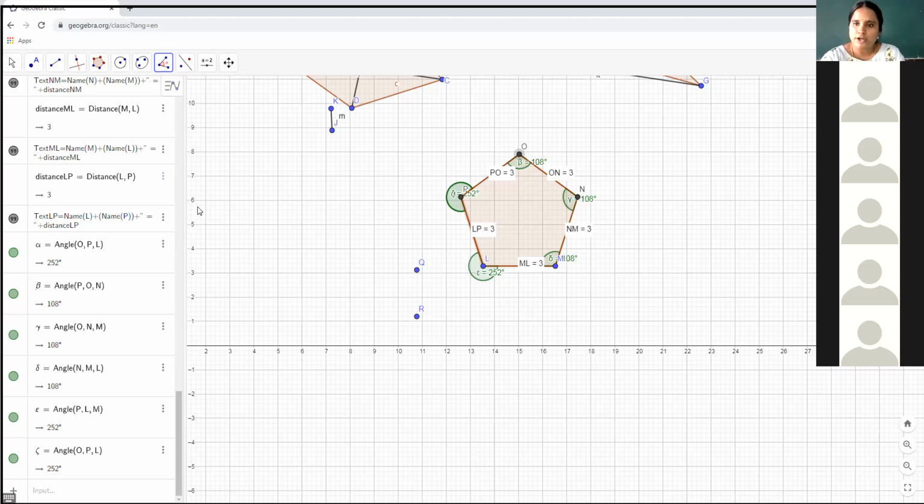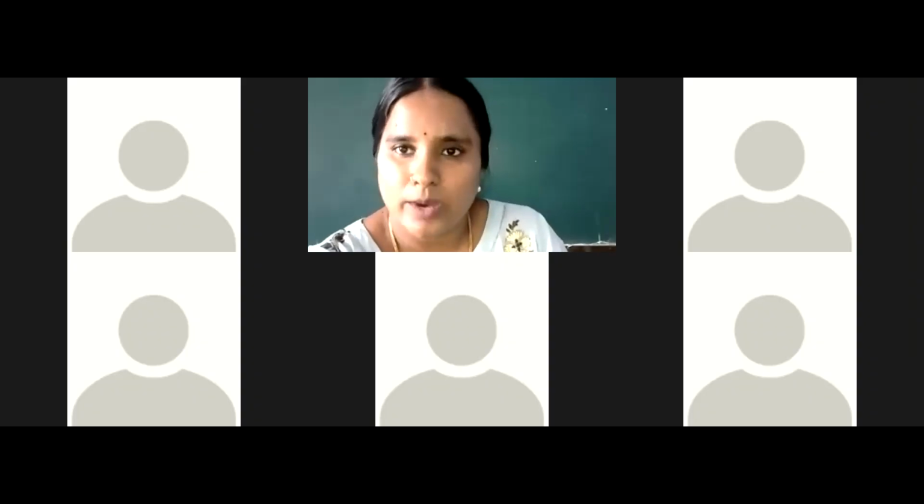So this is the topic where the classification of polygons is done. The classification of polygons is done based on the appearance, which is called convex polygon and concave polygon. And the next one is based on their measures. That is irregular polygon and regular polygon. Okay, so that is about the classification of the polygons. Now coming back to the quadrilaterals.